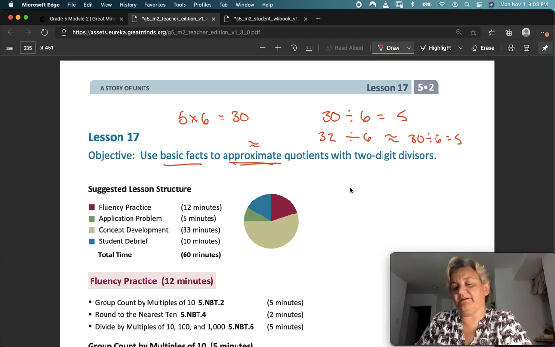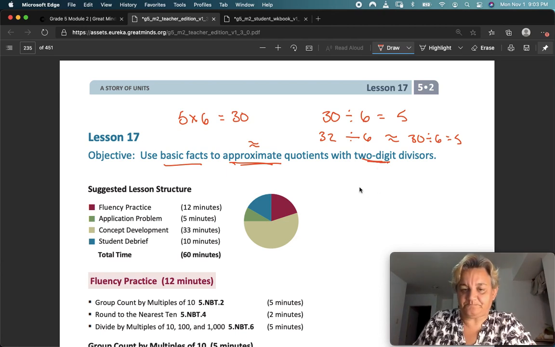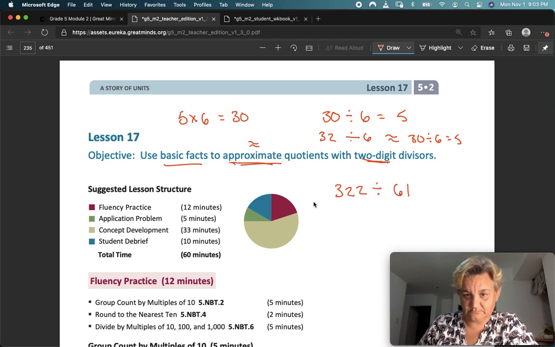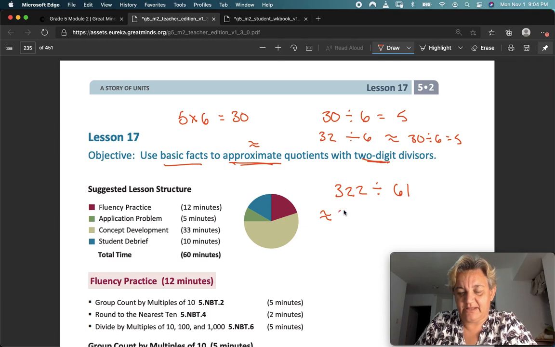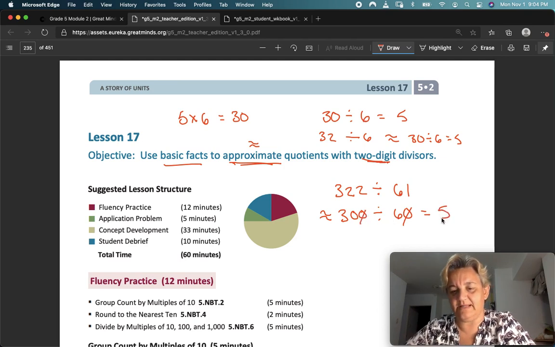Now, let's say I have a bigger number than that, a two-digit divisor. Oh, excuse me. So let's say I have something like 322 divided by 61. I could do this same problem, but I'm going to approximate my quotient, which means I'm going to estimate 300, I'm rounding down to the nearest 300, divided by 60, right? And then I know that this is going to cancel that, and my answer is still 5, right?